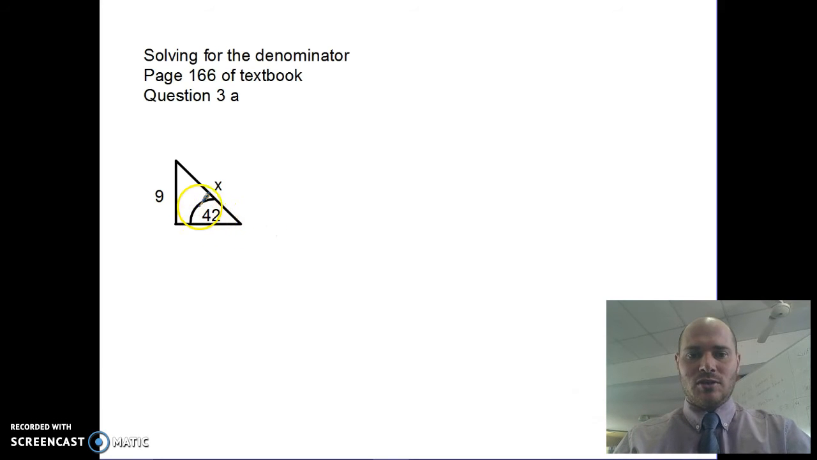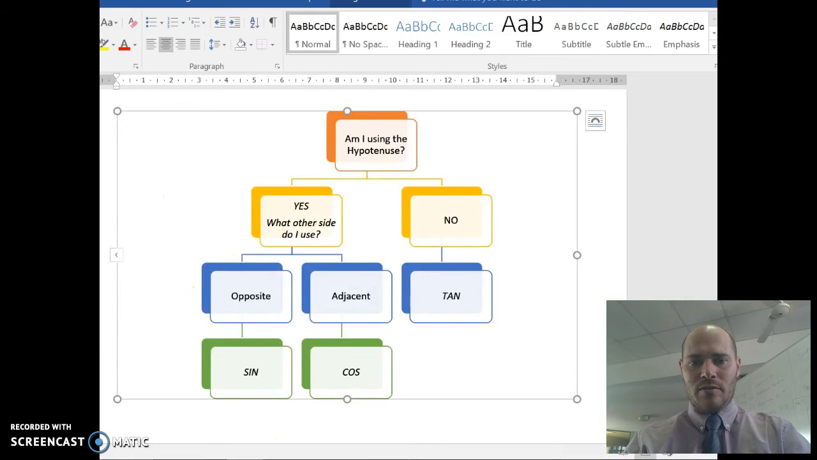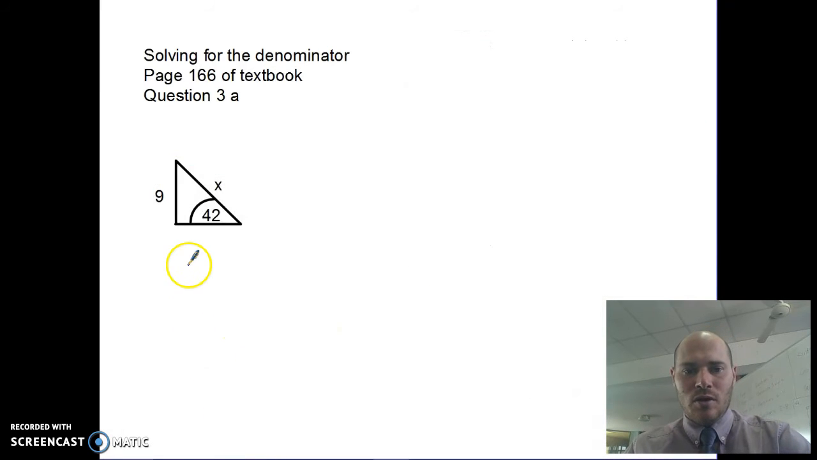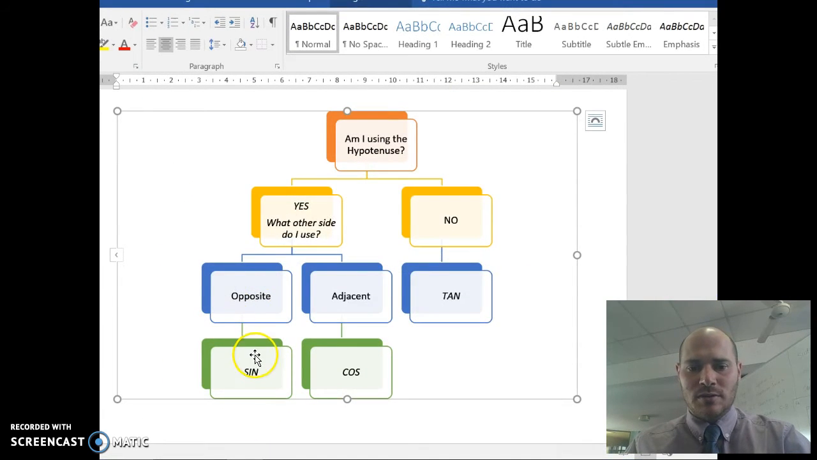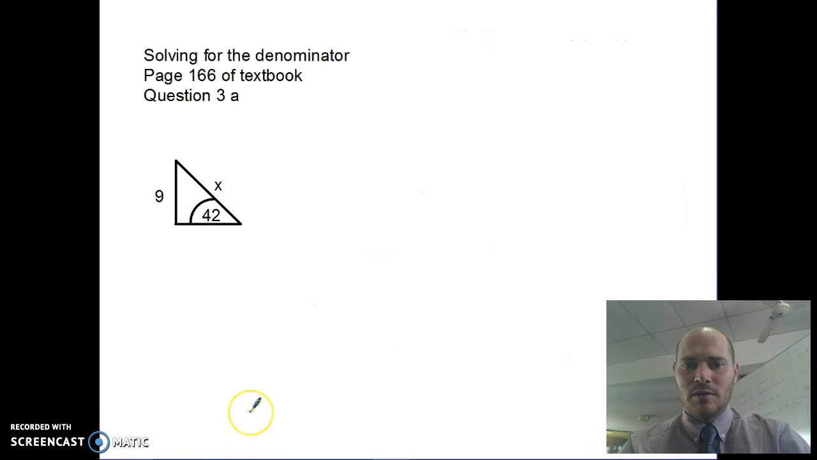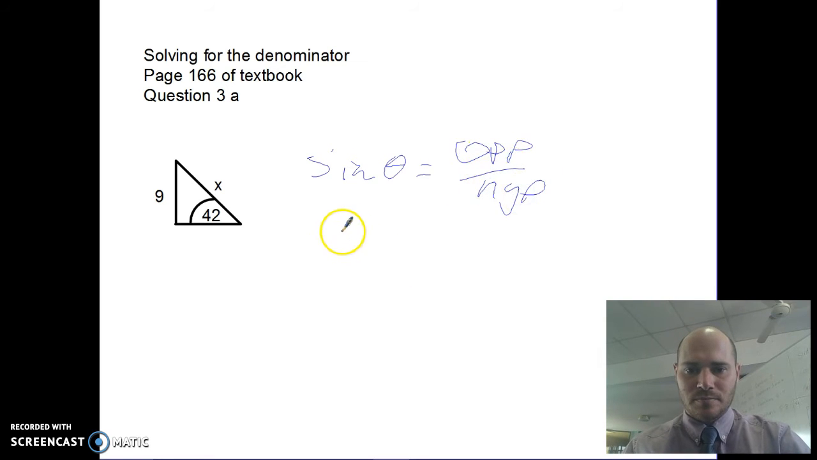So my first question always, am I using the hypotenuse? The answer is yes. So then I go have a look, righto, what other side do I use? Well, this time I'm using the opposite side, because there's my angle. So I look opposite that angle is that side with a 9 on it, and opposite uses the sine rule. So I start, sine of the angle equals some old hags, or SOH, is opposite over hypotenuse.